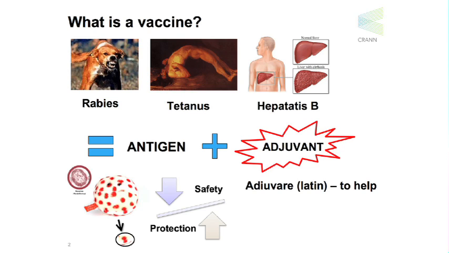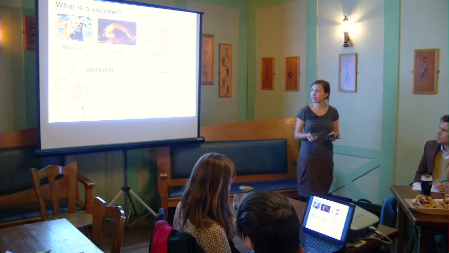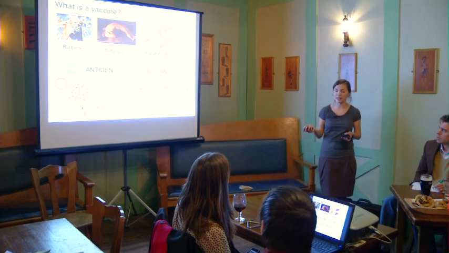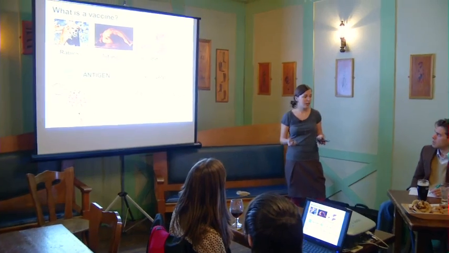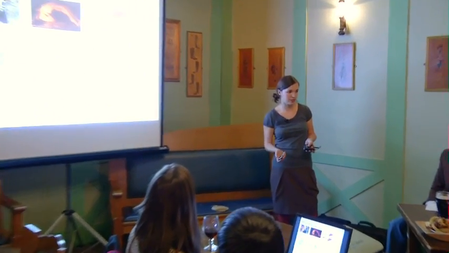So vaccines are one of the most important discoveries in modern medicine. They protect us against many diseases by inducing a strong immune response, and they can protect us against rabies, tetanus, or hepatitis B, which can't really be cured by antibiotics and can only be prevented by vaccines.